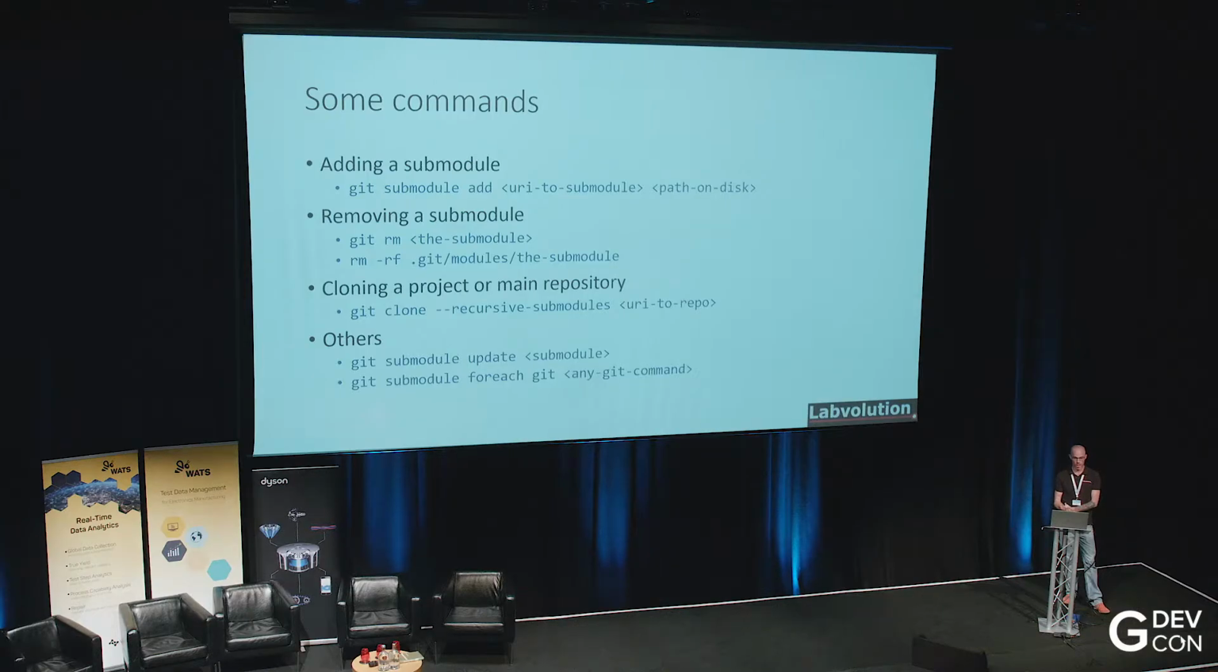Two common commands that I use as well would be git submodule update, and this is what gets done when you clone with the --recurse-submodules. It updates the submodule to the hash that the main repository knows about, and then git submodule foreach. This will run any git command on all your submodules in your project.